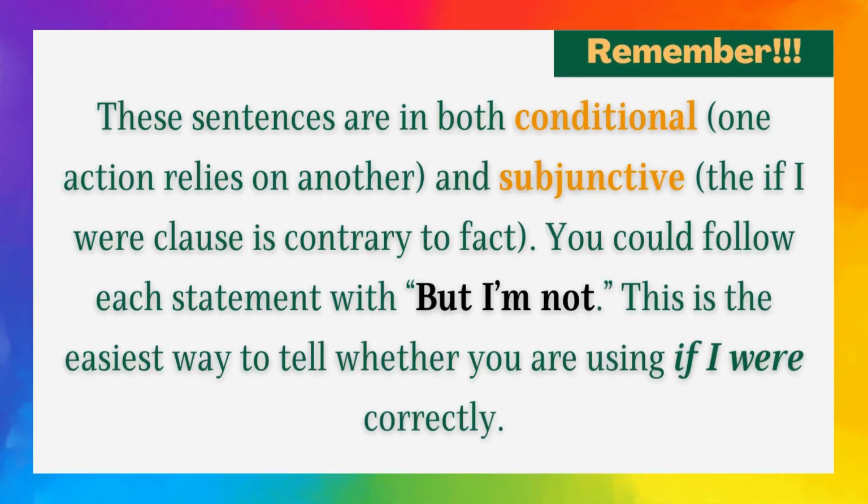And again, of course, one last thing to remember: these sentences are both conditional, one action relies on another, and they are both subjunctive. The if I were clause is contrary to facts. You could follow each statement with the expression but I'm not. This is the easiest way to tell whether you are using if I were correctly.